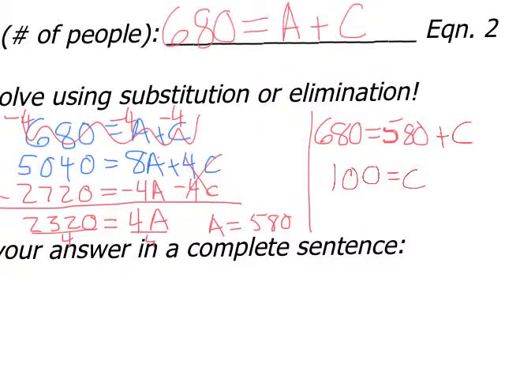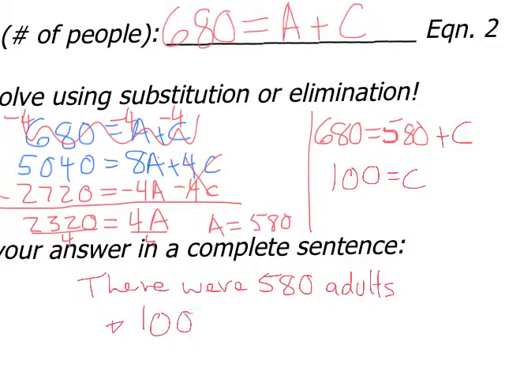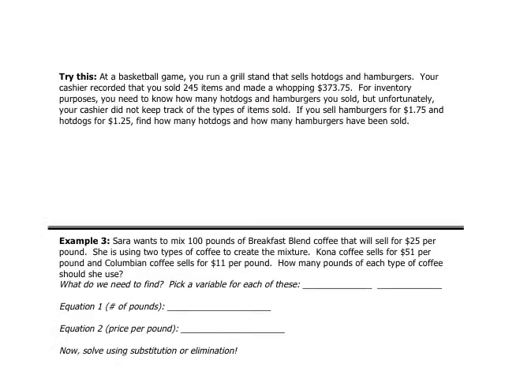Okay. So then answering in a complete sentence, I would say there were 580 adults and 100 children. At a bare minimum, guys, I at the very least need to see 580 adults and 100 children. I would prefer a complete sentence, but at a bare minimum, you at least need to put labels on them like 580 adults, 100 children. Okay? All right. Go ahead and flip to the next page.